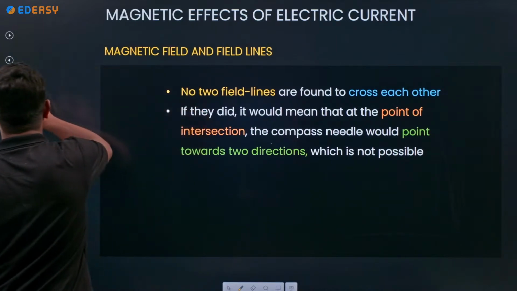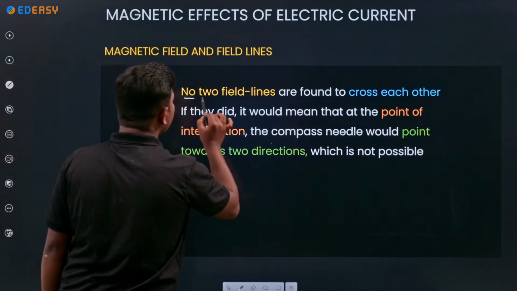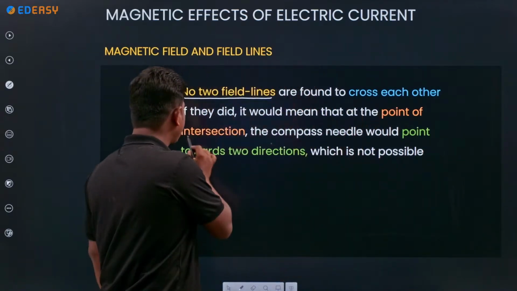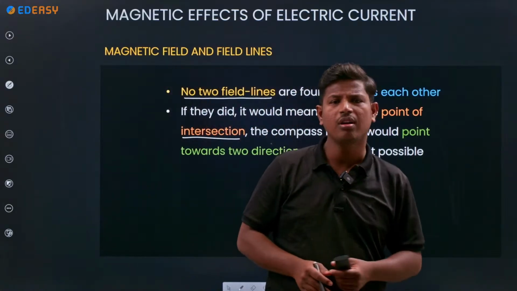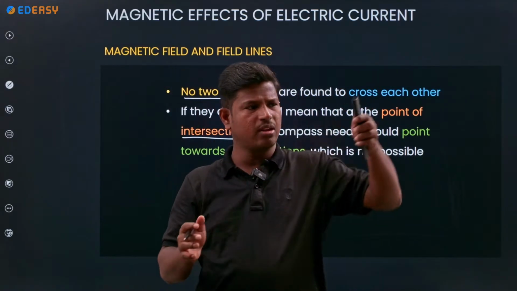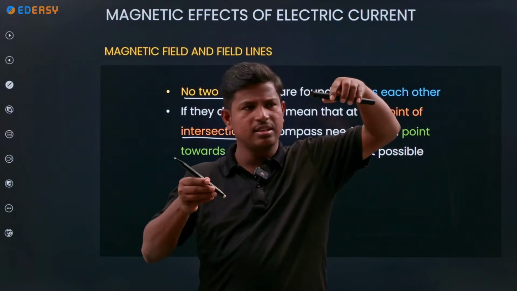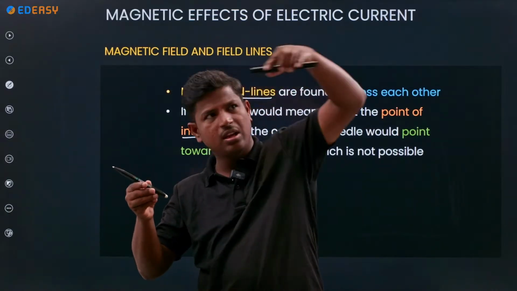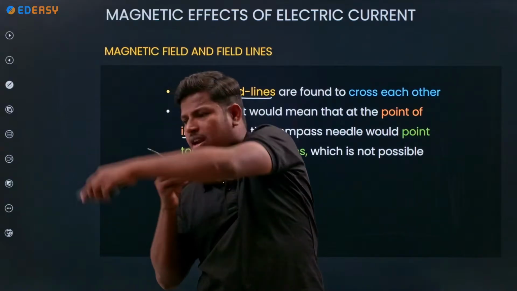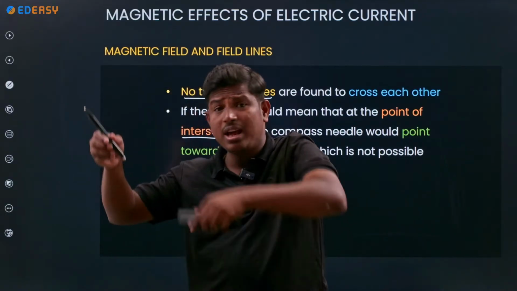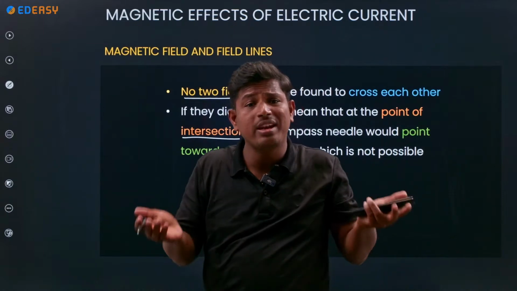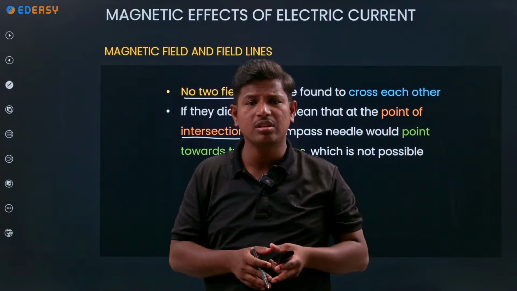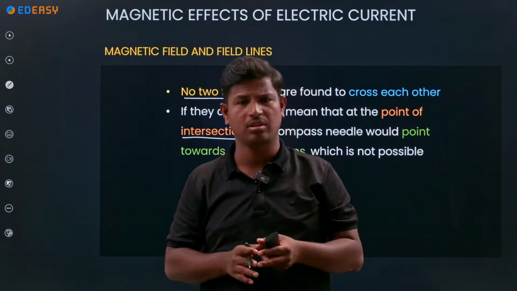Okay, next, remember the point: no two field lines attract each other or intersect each other. I'm taking one field line here, another field line coming here, and meeting at a point. If they meet at this point, it means one ray is coming like this and another ray is coming like this. So there are two directions at this point, how is it possible? The magnet always shows outside north to south, that we know, right?